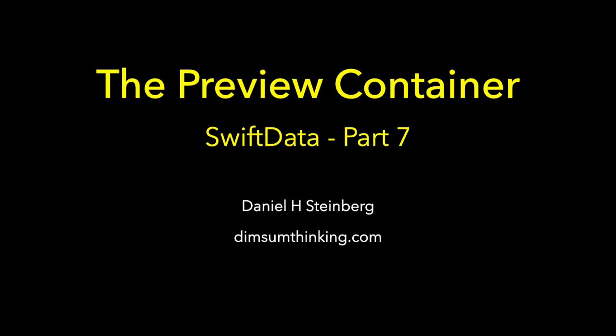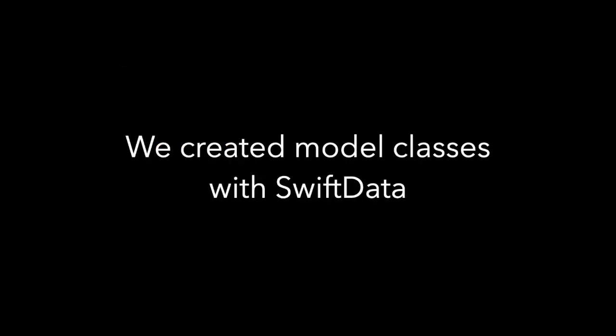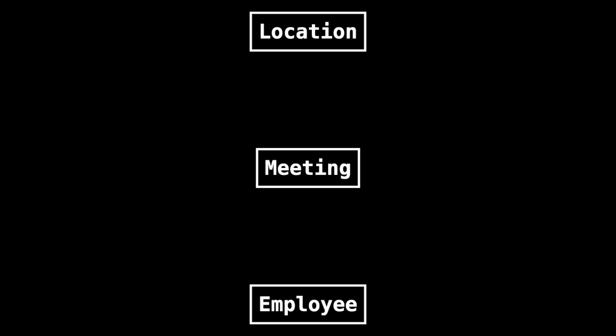This is part 7 of our SwiftData series. In this episode, we create preview data to use in our UI. In the past episodes, we've created model classes with SwiftData. We created location, meeting, and employees. This time, we're going to create preview data.